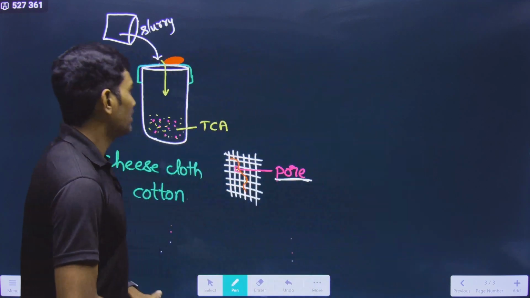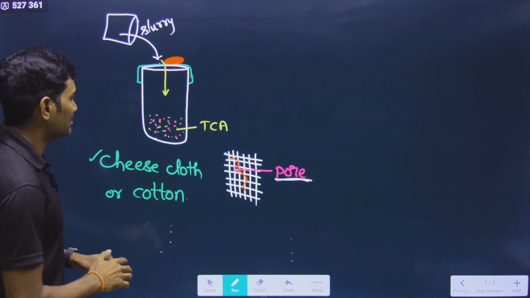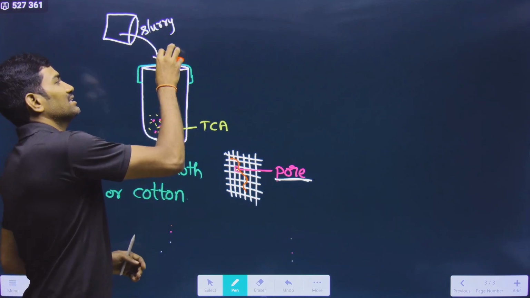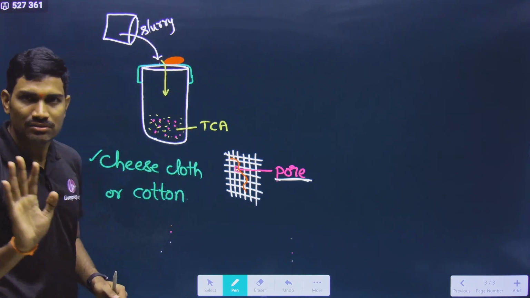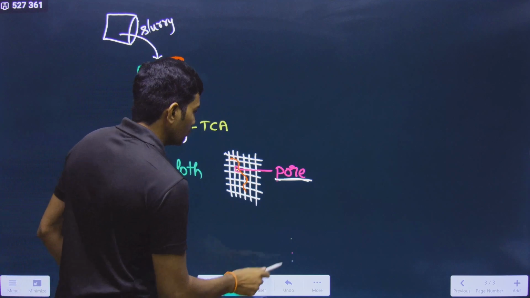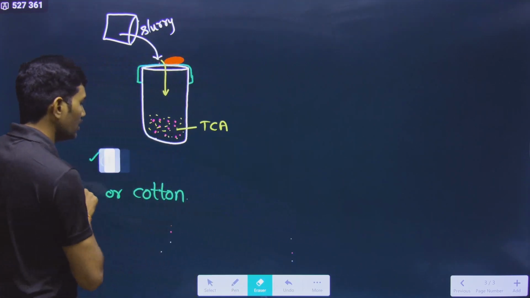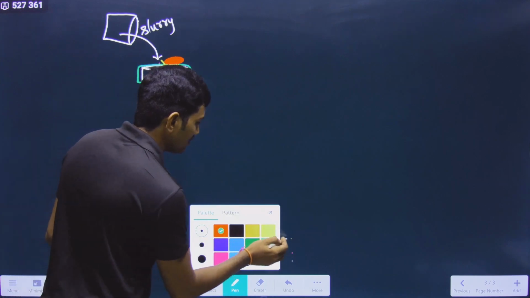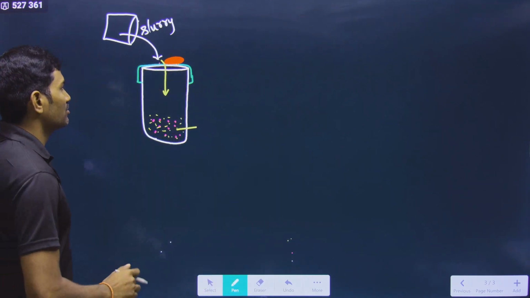So please observe carefully. In this way, what are we getting? Two fractions: a fraction that is collected inside the beaker and a fraction that is present above the cheesecloth. Two components we are getting. And what are their names? Observe carefully, the names we are writing very clearly.